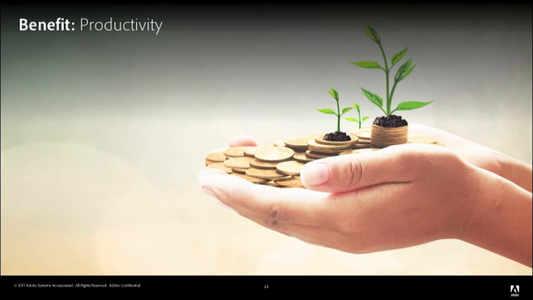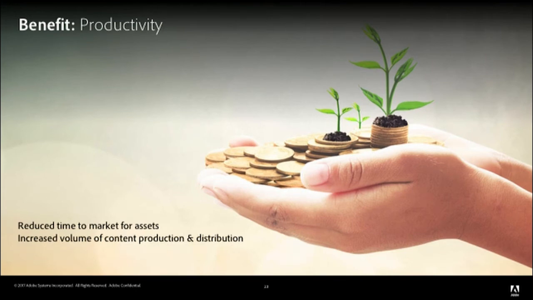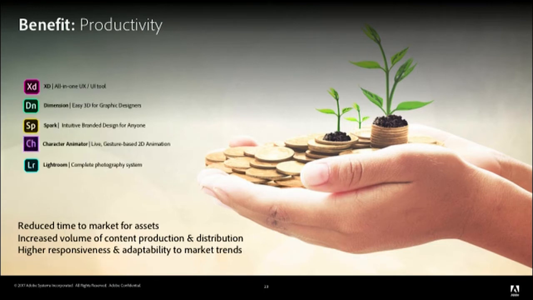that I think we just saw from the poll is in productivity, right? The time to market for your assets is reduced. You can increase the volume of content production and distribution, and your business unit has more responsiveness and adaptability to all the different changing market trends, right? AR, VR, 3D, 360, all of these different market trends, we can be very adaptable to it. And that's where all of these new tools, apps, services, et cetera, XD, Dimension, Spark, Character Animator, Lightroom, right? That's where they all come into play, is they have a direct impact on productivity.